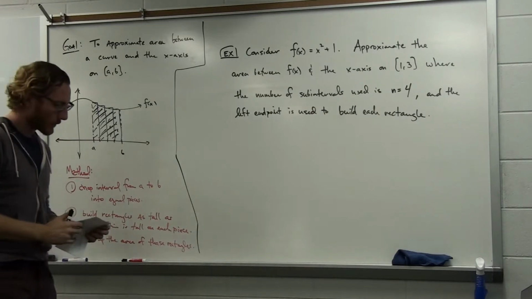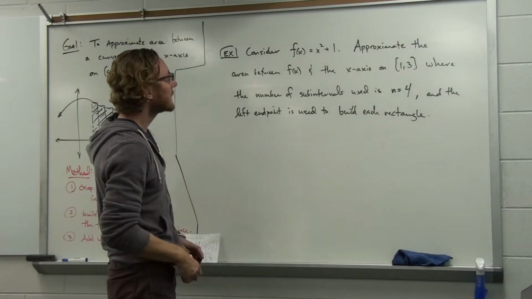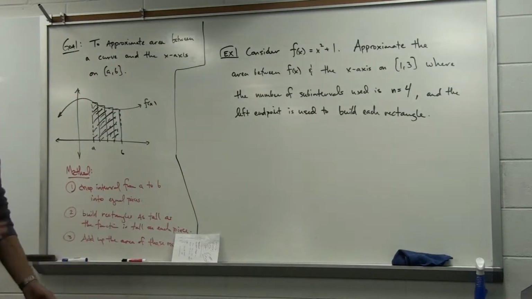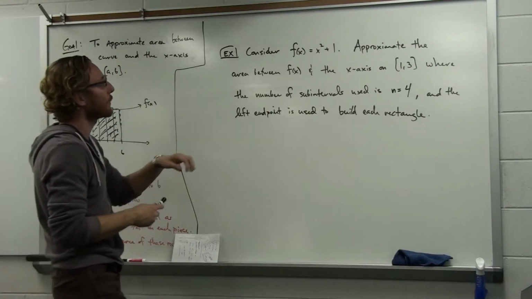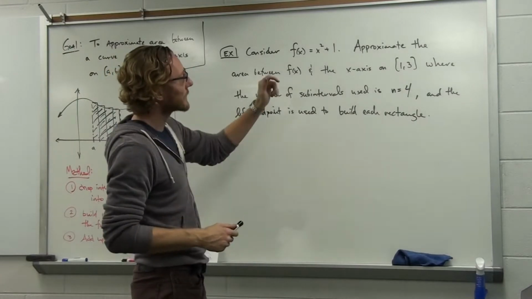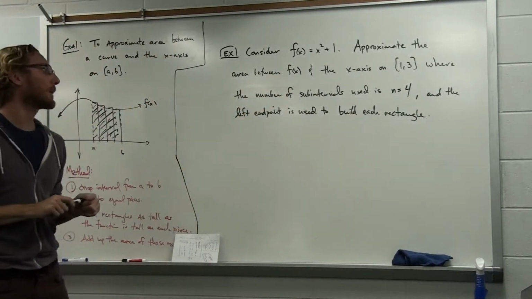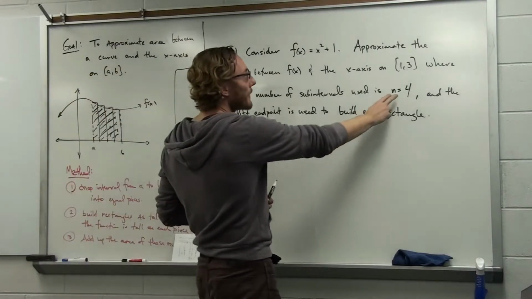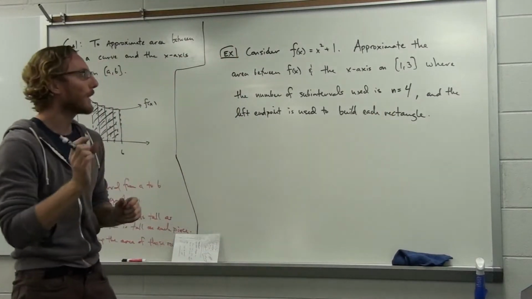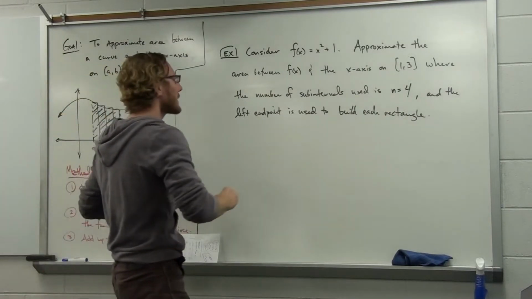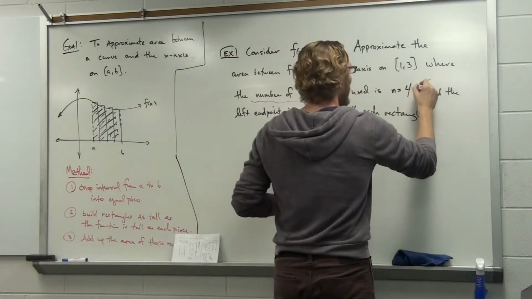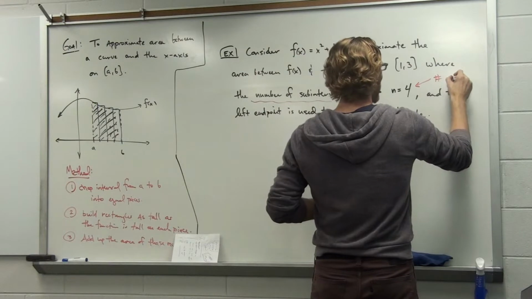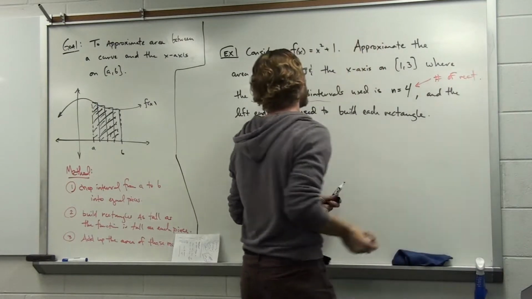So let's bring that into a particular example. Here is the function x squared plus 1. We are going to approximate the area between this function and the x-axis between 1 and 3. And the number of subintervals here is going to be 4. So we're going to want 4 rectangles in total. So this n equals 4, the number of subintervals, is really just the number of rectangles.